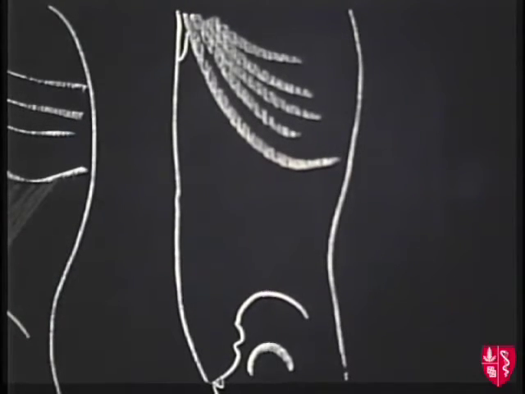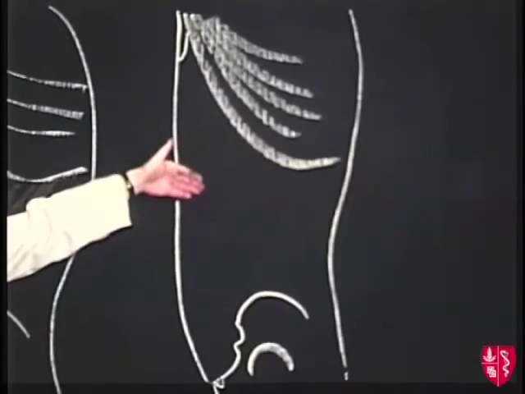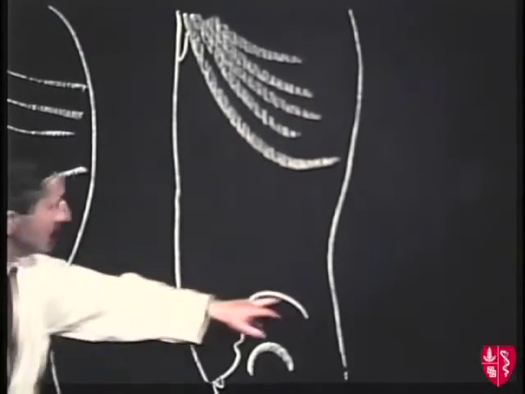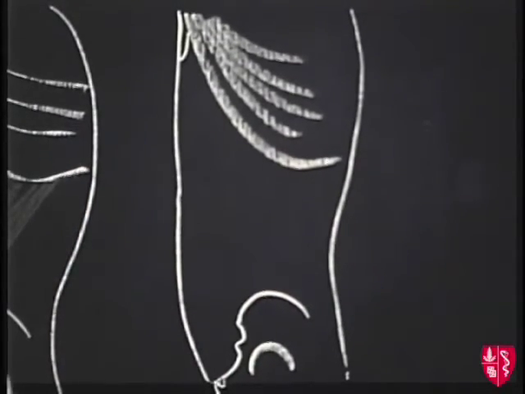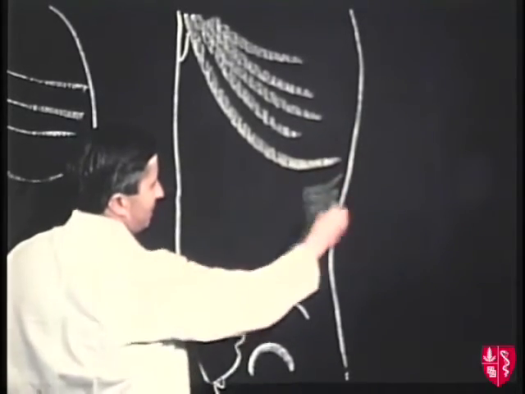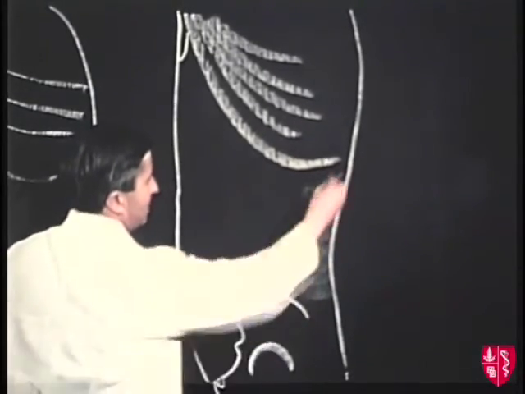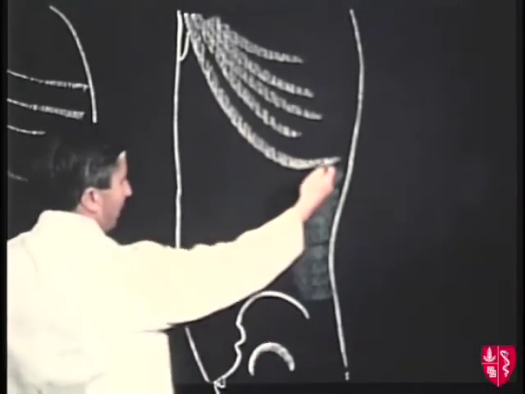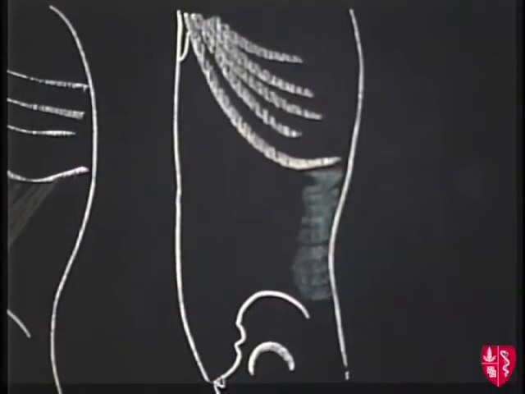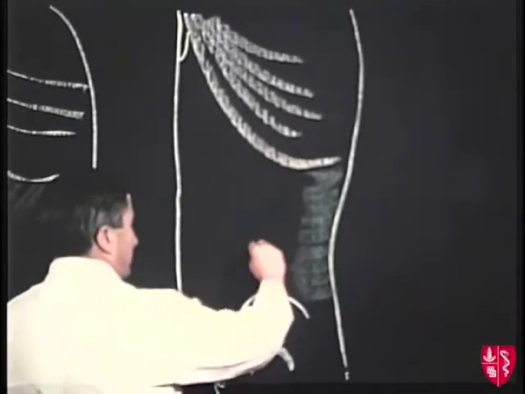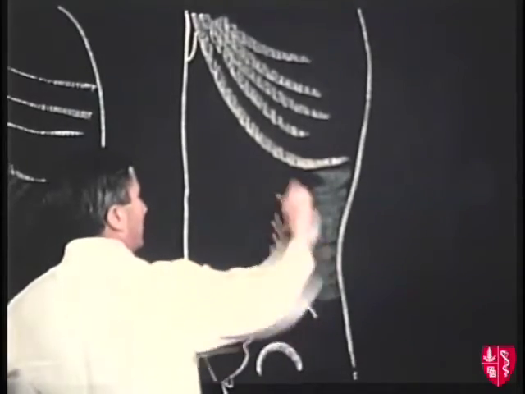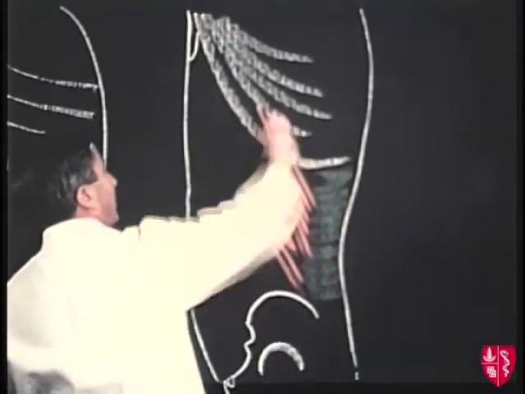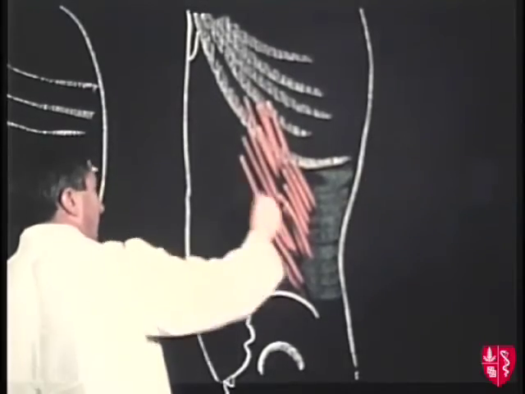Now, the fibers of the internal oblique pass upwards and forwards, and they arise from the iliac crest and from the lumbar fascia. Now, the lumbar fascia merely connects this muscle to the lumbar vertebrae posteriorly and fills in this interval between the costal margin and the iliac crest. And the fibers are passing up in this direction, and they're going to be inserted into the lower three ribs in this sort of manner.